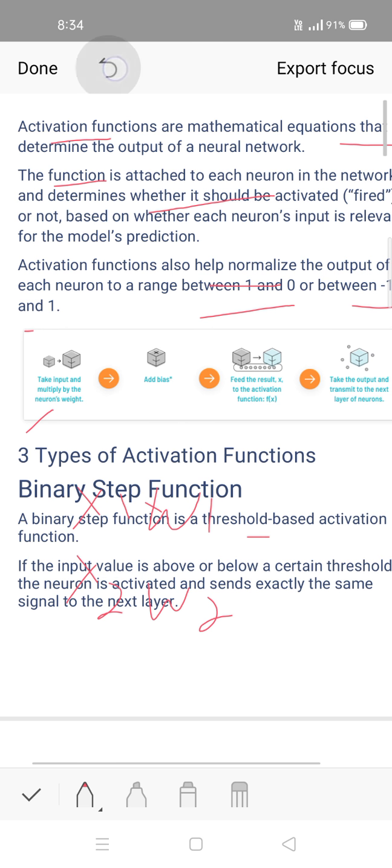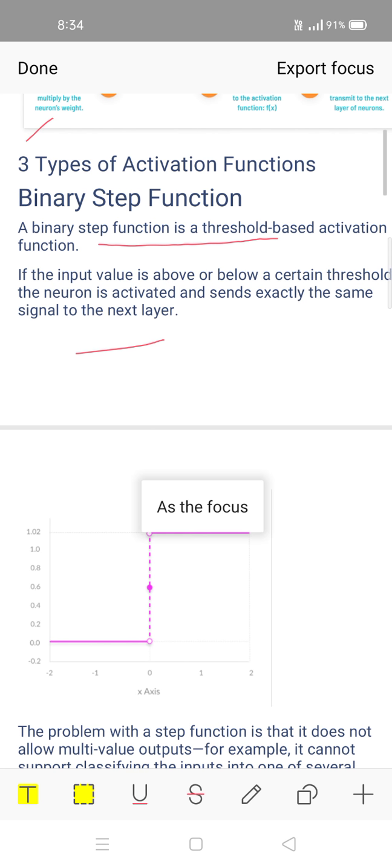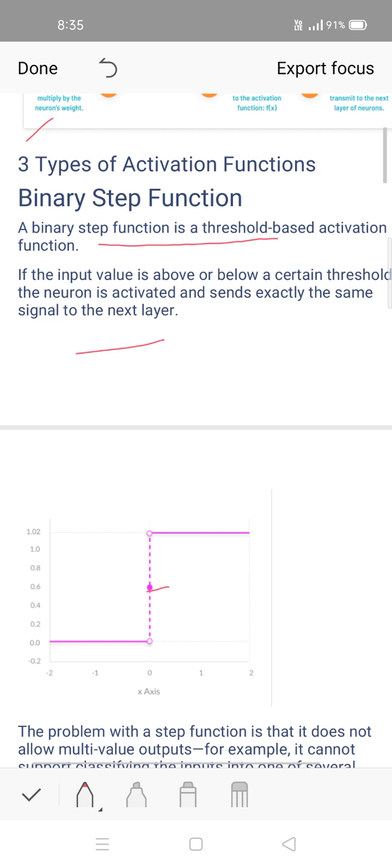We have three types of basic activation functions: binary step activation function, linear activation function and non-linear activation function. Binary step function is a threshold based activation function. If the value of the input increases beyond a certain threshold, it is activated and sends exactly the same signal to the next layer. You can see here this is a threshold value: if the value is more than the threshold value, it is sent to the next layer. If it is less, it is stopped.